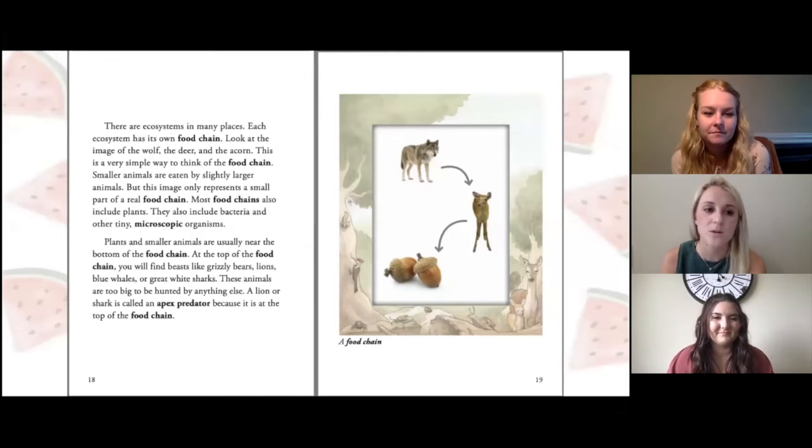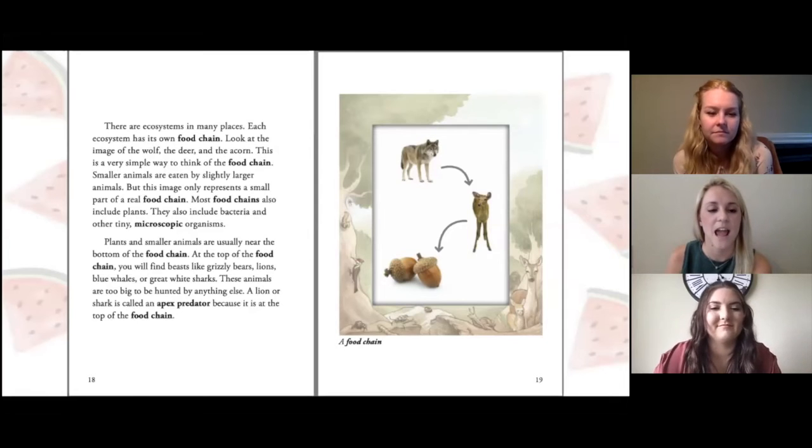Most food chains also include plants. They also include bacteria and other tiny microscopic organisms. Plants and smaller animals are usually near the bottom of the food chain. At the top of the food chain, you will find beasts like grizzly bears, lions, blue whales, or great white sharks. These animals are too big to be hunted by anything else. A lion or shark is called an apex predator because it is at the top of the food chain. And the photo is a food chain.